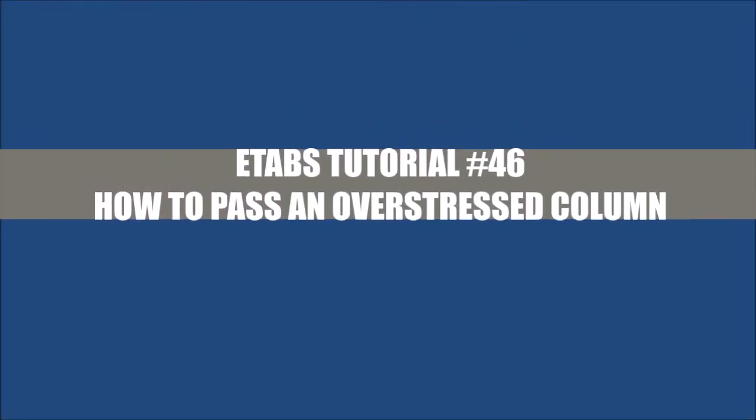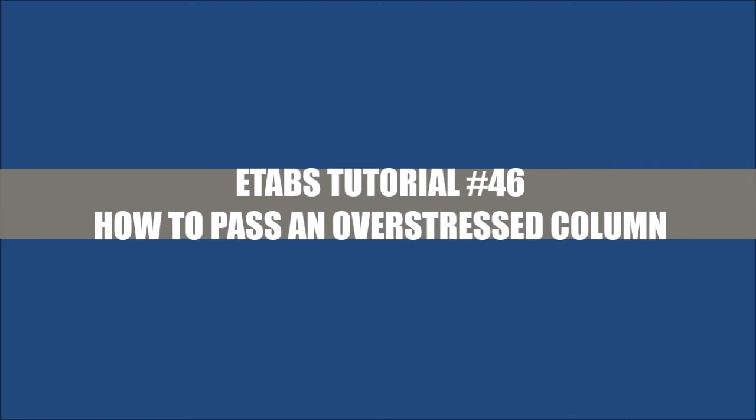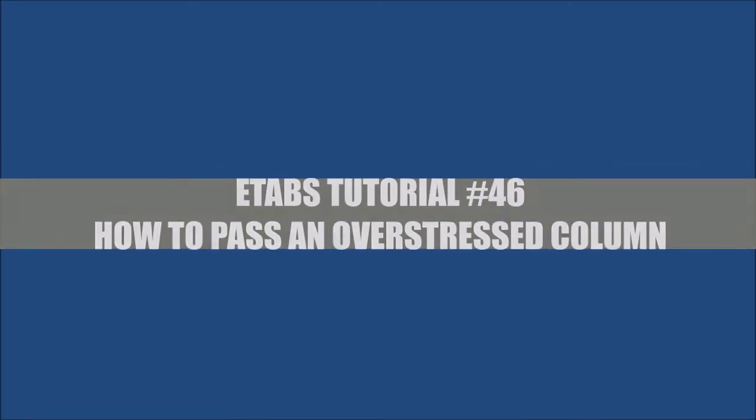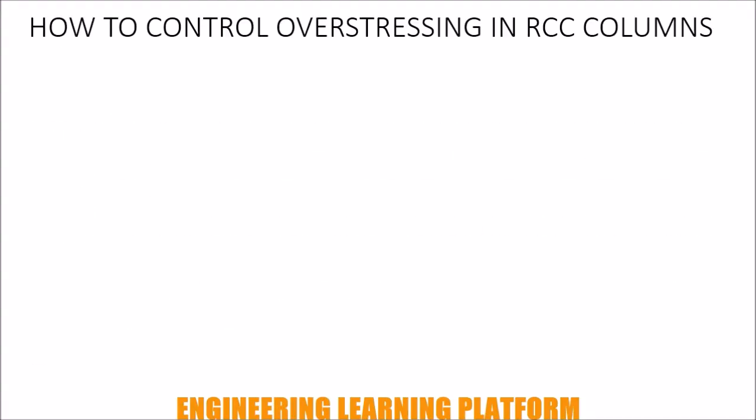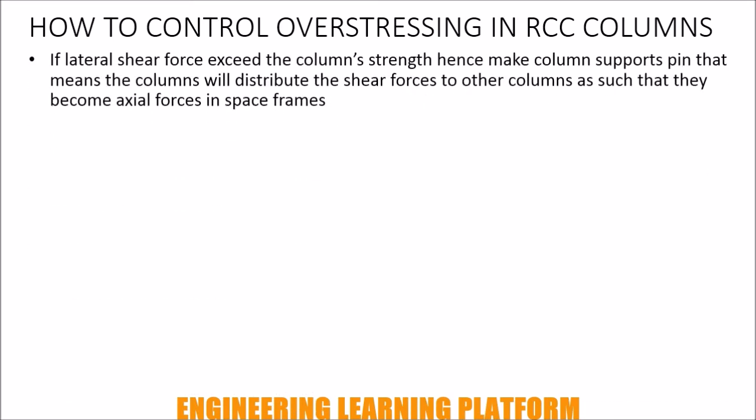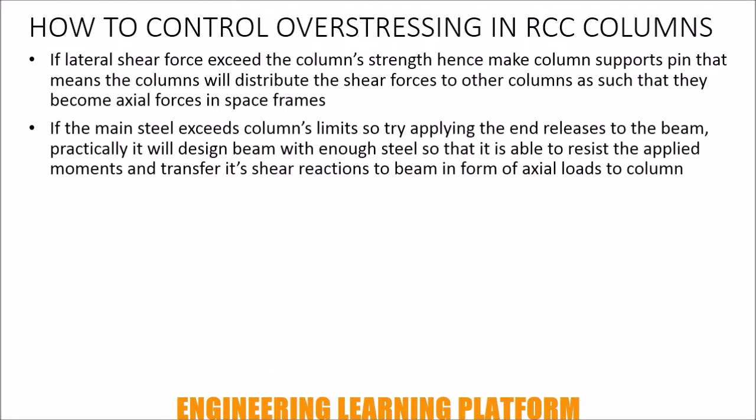In this video, you will learn how to pass an overstressed column in ETABS. There are different kinds of overstressing, so I'll be discussing a few tips. If the lateral shear force exceeds the column strength, make the column support a pin. That means the column will distribute the shear force to the other columns, as it will become axial force in the space frames.